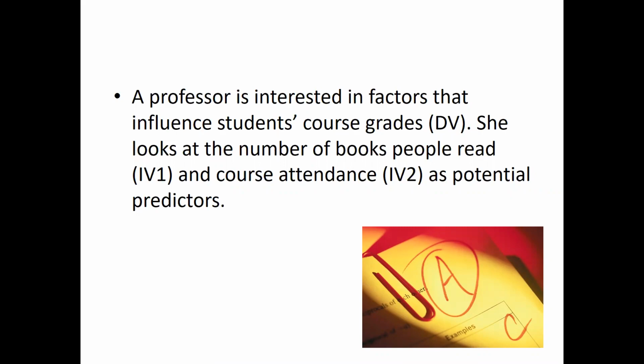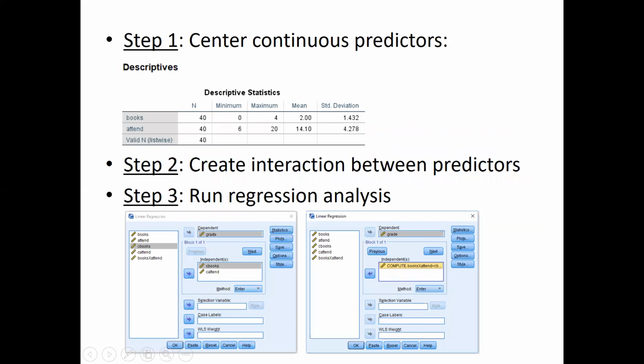And so the idea here is that there could easily be a crossover interaction between the number of books and course attendance to predict course grades, such that people who do a lot of both may have really high grades, people who do little of both, read few books and attend little, probably have lower grades, but they're probably somewhere in the middle for the other two. So we're going to look for that crossover interaction. Now on the bright side, these steps are almost identical to what they were for the continuous by categorical.